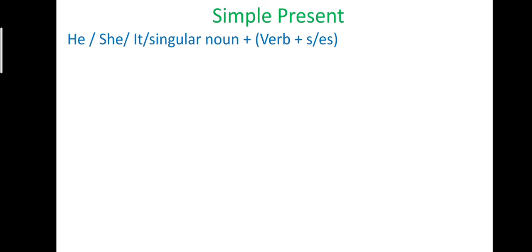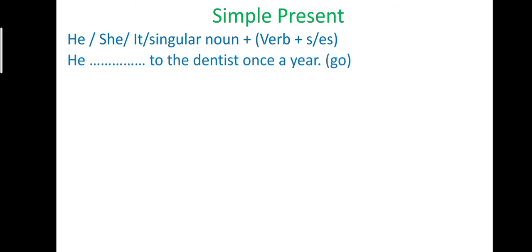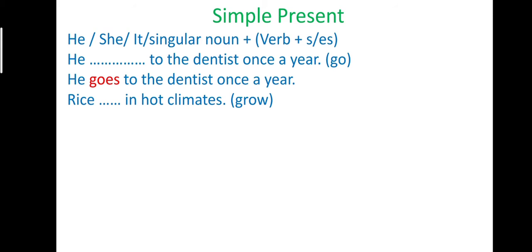So in the form of the present simple, we use the verb plus s or es with he, she, it, or any singular noun, like Ahmed, the dog, the student. So these are singular nouns. For example, we say he to the dentist once a year. So he go or he goes. So we're gonna add es here, so it's gonna be he goes. Okay, and rice in hot climates. So rice grow or grows.